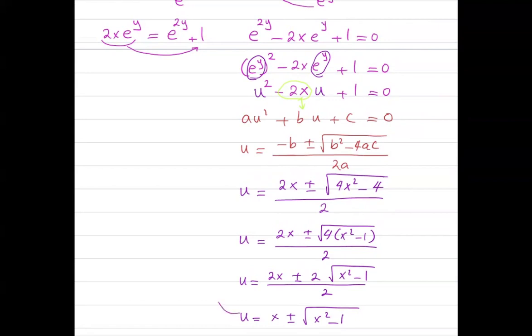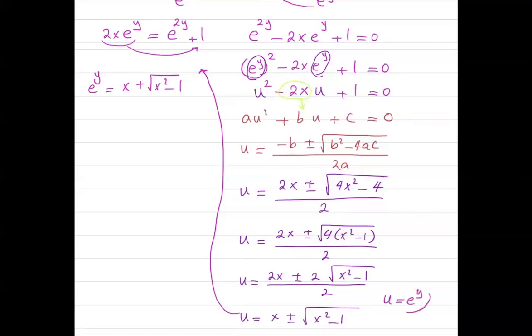So I'm going back up here. I have e to power y equals x plus square root of x squared minus 1. My u was e to power y. I'm just going to substitute that here, right? And then rewrite this as e to power y equals x plus square root of x squared minus 1.